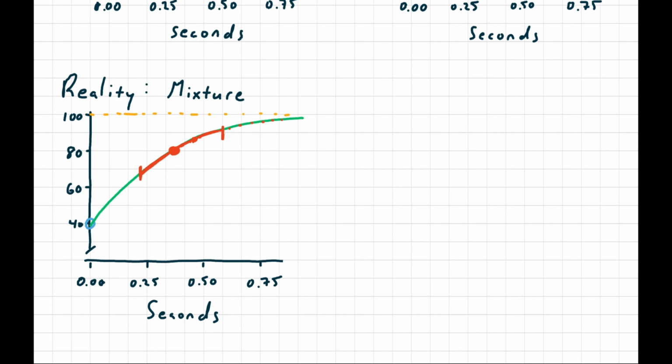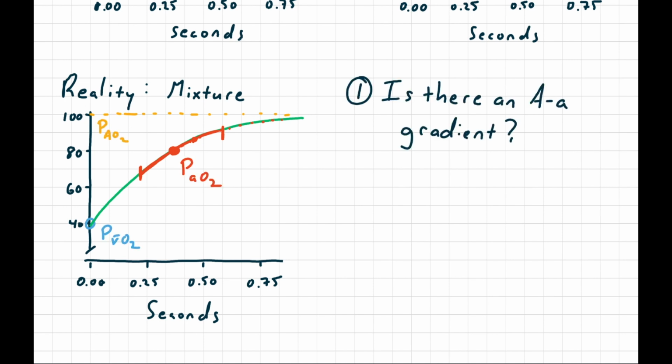So to wrap up diffusion limitation, let's go back to those two questions that we're asking about every cause of hypoxemia. First, is there an AA gradient? Is there a difference between the alveolar oxygen partial pressure and the arterial oxygen partial pressure? And I think it should be pretty clear here that the answer is yes.